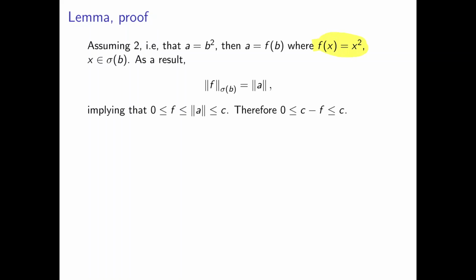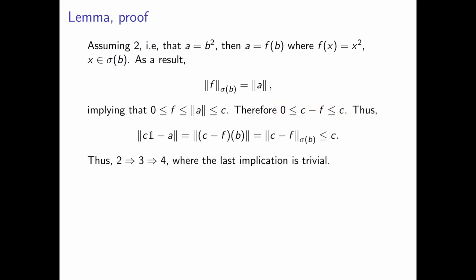Once again, we use the continuous functional calculus to our advantage because we assume that B is self-adjoint in our calculations. And as a result from this, we have that the norm of f on the spectrum of B is equal to the norm of A. This is simple by definition. And this implies that f takes values between 0 and the norm of A everywhere on the spectrum of B. And since A is less than or equal to C by assumption, we get that C minus f lies between 0 and C, like that.